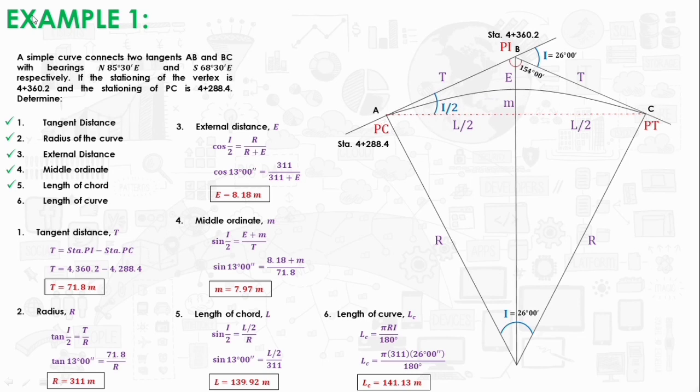So, for example, itinanong sa inyo yung stationing ni PT, ni point of tangency. Paano natin malalaman yung station ni PT? Station ni PC na 4 plus 288.4, add lang natin yung length of curve, di ba? Kasi ito yung daanan natin, ito yung road natin, yung si A to C. So, yung station ni PT ngayon is simply 4 plus 288.4 plus 141.13. So, yun yung magiging stationing ni PT. Ayan. So, nakuha na natin yung hinahanap na elements.